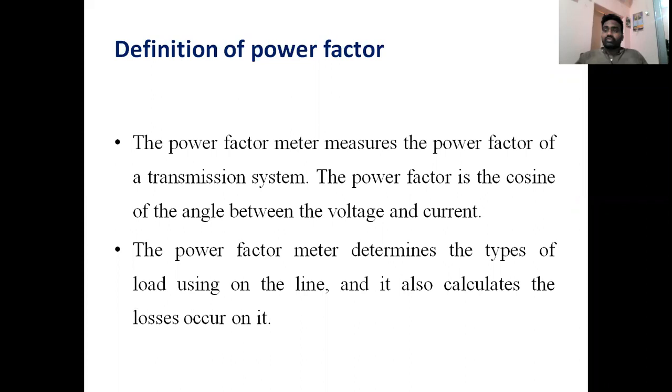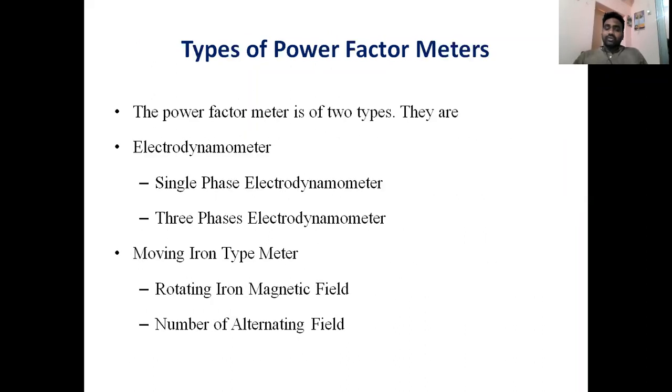Power factor is the cosine of the angle between voltage and current. It gives us the angular displacement between voltage and current. The power factor determines the types of loads we are using, whether an industrial load, a domestic load, or whatever type of load it may be. Next, we classified power factor meters into various types: electrodynamometer type power factor meters, single phase electrodynamometer type power factor meters, and three phase electrodynamometer type power factor meters.